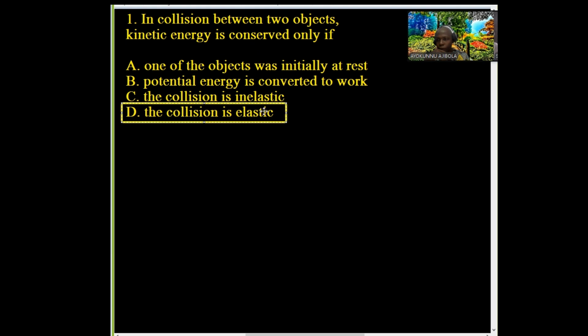So, further explanation to that: elastic collision occurs when both the momentum and kinetic energy are conserved, while inelastic collision, on the other hand, happens when only the momentum is conserved but not the kinetic energy. So, some of the kinetic energy of the system is then transformed into other forms of energy. Is that clear?